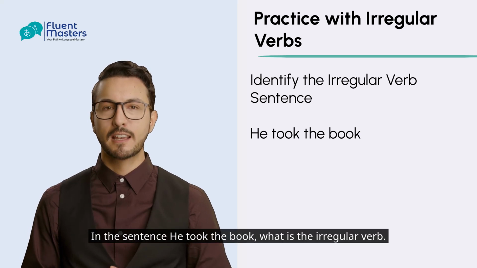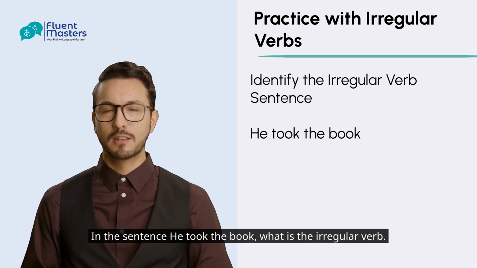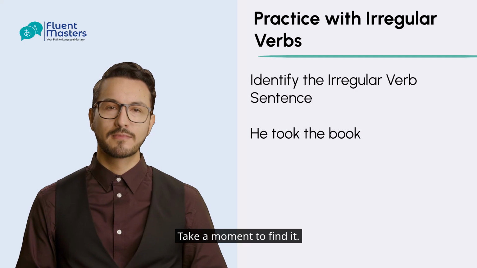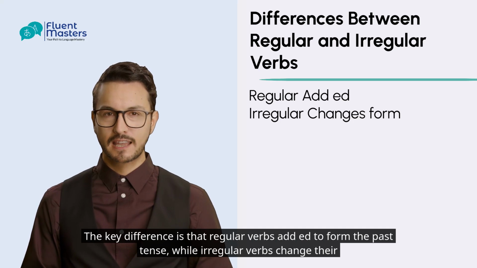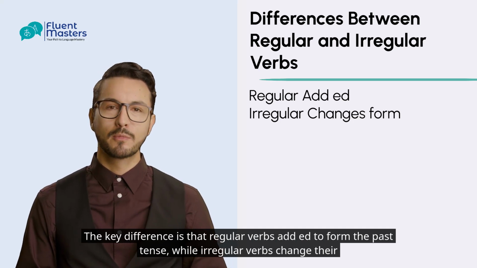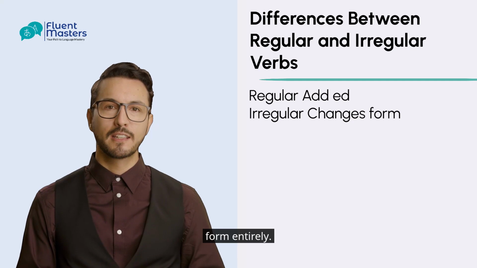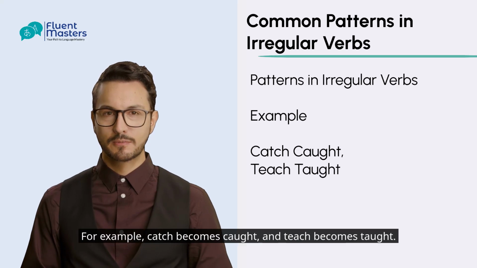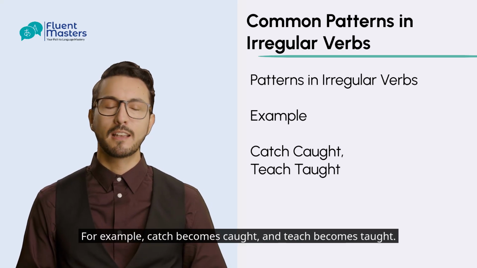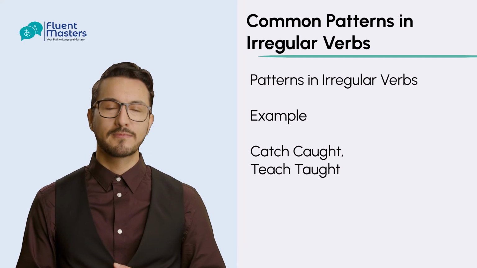In the sentence, he took the book. What is the irregular verb? Take a moment to find it. The key difference is that regular verbs add ed to form the past tense, while irregular verbs change their form entirely. Some irregular verbs follow patterns. For example, catch becomes caught, and teach becomes taught.